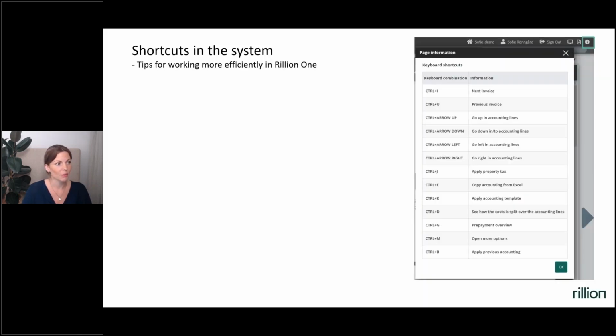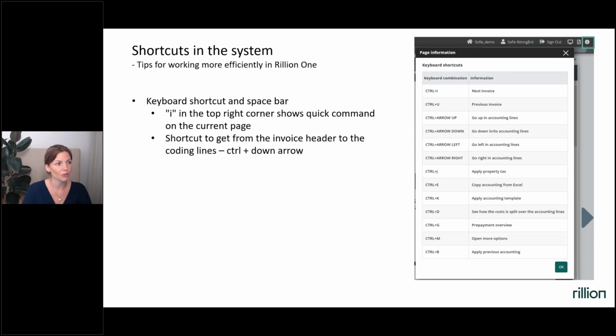So we'll start with shortcuts in the system, and I will switch over to show you in the system everything. But I will just go through quickly what I'm going to show you. The first one here is how you find our keyboard shortcuts and how you can use the spacebar to access some functionality. And as you can see in the picture on your right, you have a keyboard shortcut menu in the system. So I will show you where you can find that.